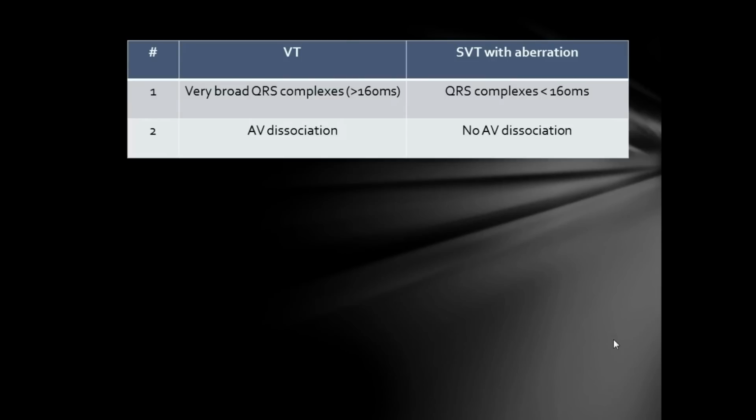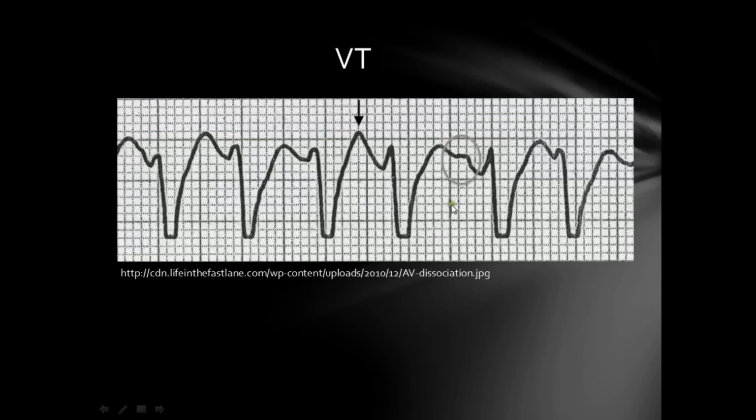In other words, they will miss some of the cases and they are not always present on an ECG. Therefore, the electrocardiographic differentiation between ventricular tachycardia and SVT with aberrancy is not always possible. And here on this ECG strip, we can see an example of AV dissociation.